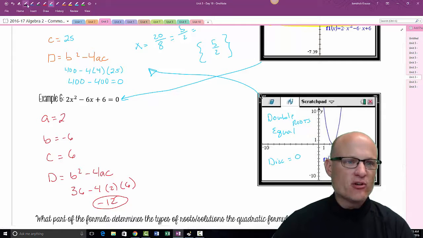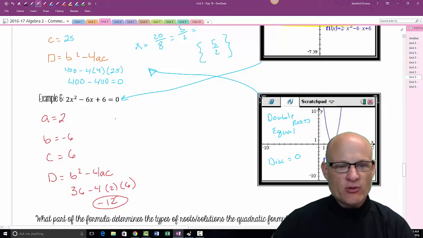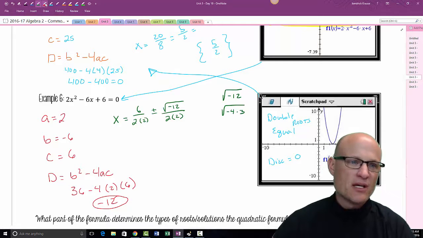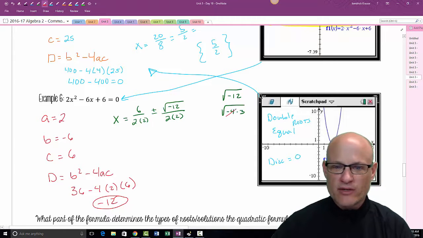So let's go. X equals negative b, which is 6, over 2 times 2, plus or minus the square root of negative 12. We're going to have to work on that one, all over 2 times 2. Now I'm going to bring the square root of negative 12 right here, and I want to work on that. So I know that's equal to the square root of negative 4 times 3. And then I say, okay, the square root of negative 4 is really 2i.